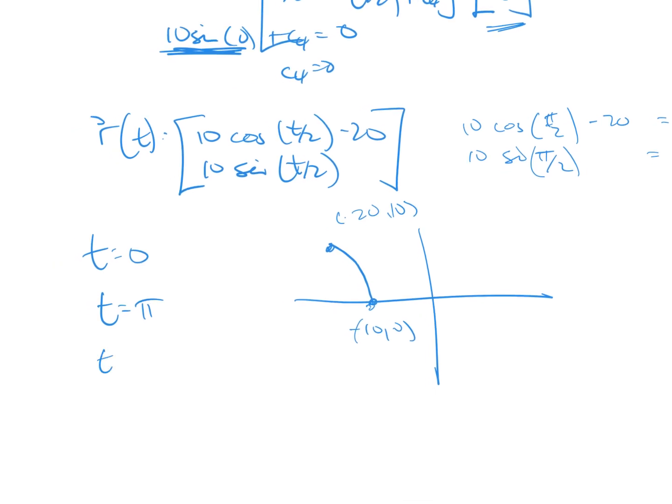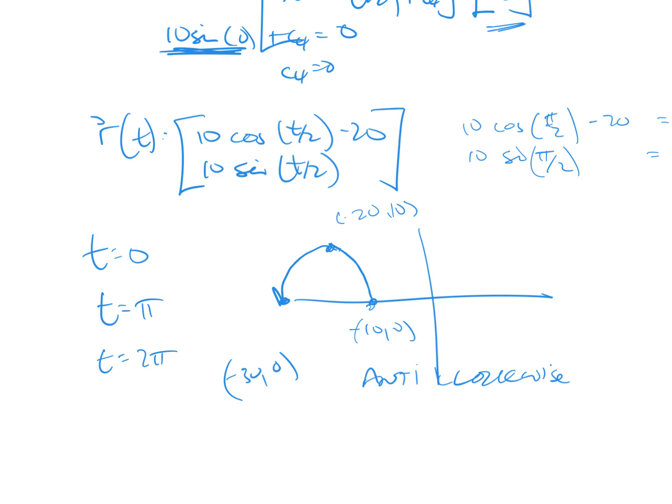If I would do t equal to 2 pi, if I would plug it in, I would end up over here at negative 30, 0. And if you don't believe me, try it out, and you will see that it's going in this direction. And that direction is anti-clockwise.